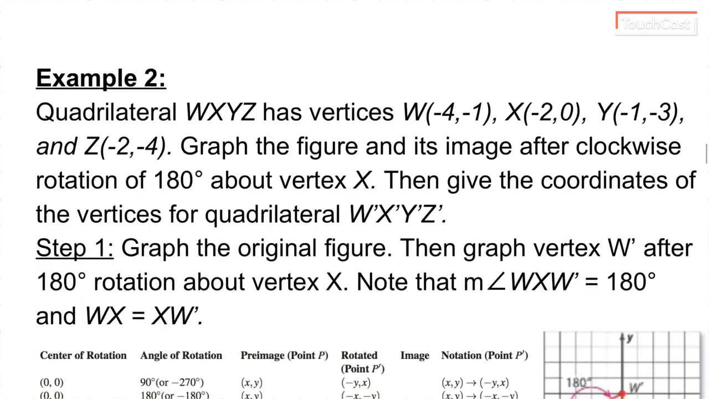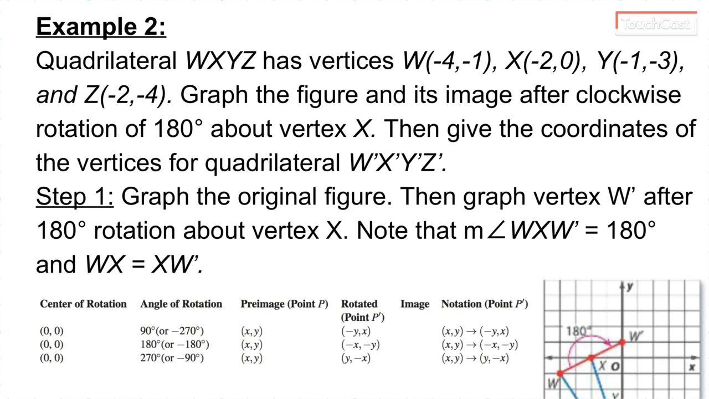All right, now, this is when things get tricky, okay? When we get to this example 2, you're taking a figure, this is a quadrilateral, and you're going to be rotating it around a certain point. This time you're going to be rotating around point X, okay? Not the origin. When you do this around a point that's not the origin, it is very tricky. So I have another video that I want you to watch so that you can see how to do that.